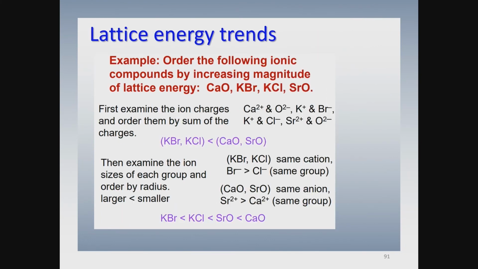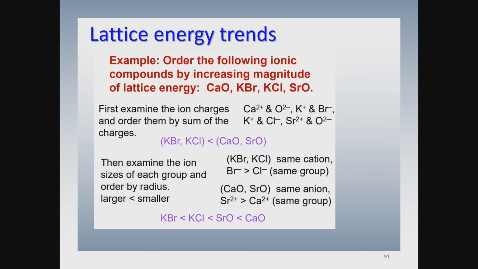So there's the final question here. This is a nice test question. It says, order the following ionic compounds by increasing magnitude of lattice energy. We have several compounds here: calcium oxide, potassium bromide, potassium chloride, and strontium oxide.